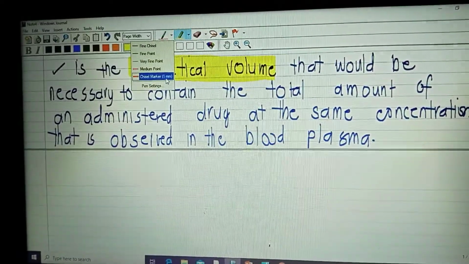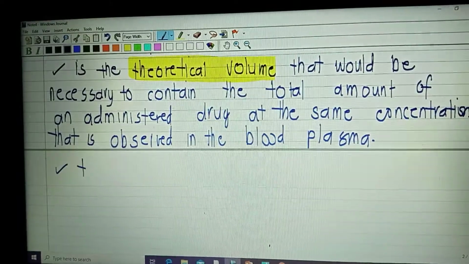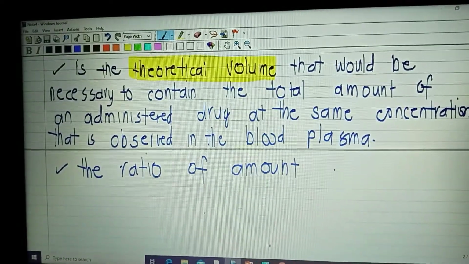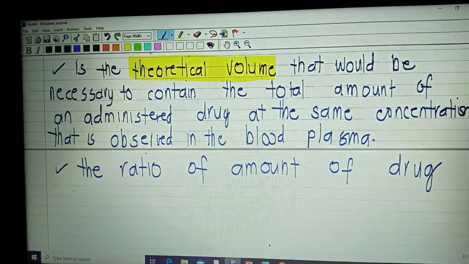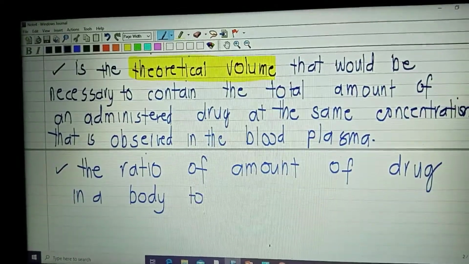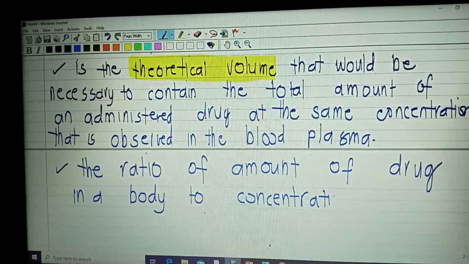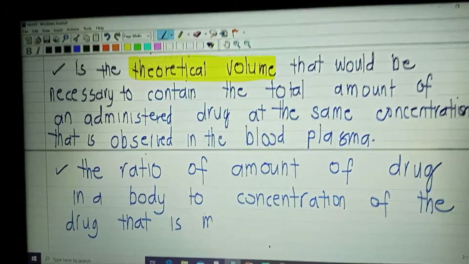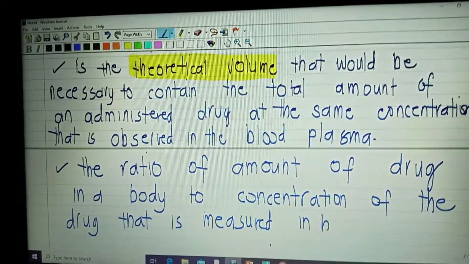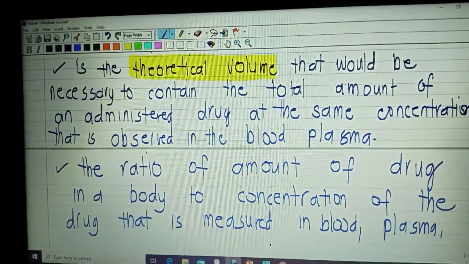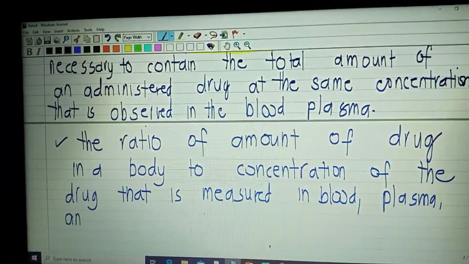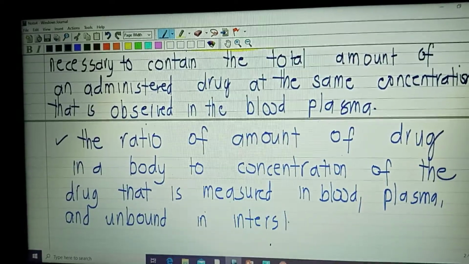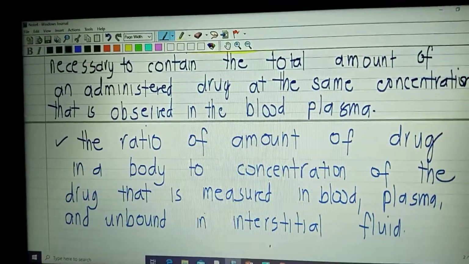In other words, your VD is actually the ratio of the amount of drug in the body to the concentration of the drug that is measured in blood, plasma, and unbound in interstitial fluid.